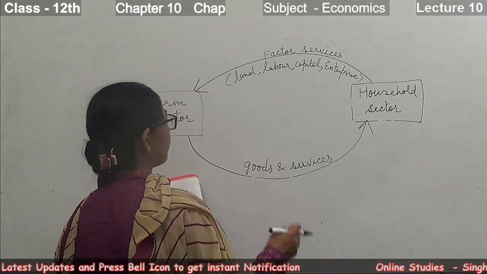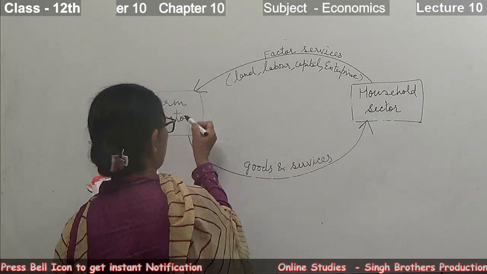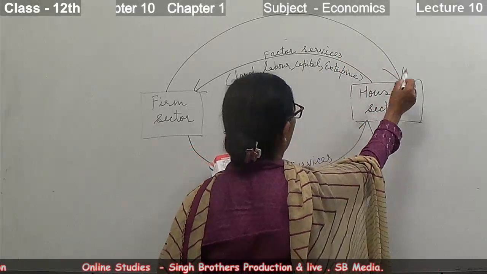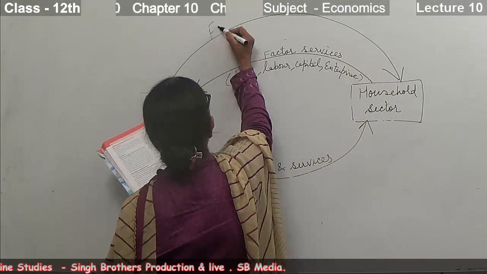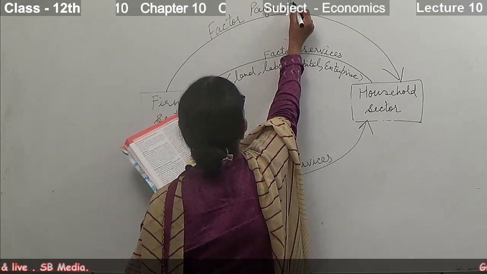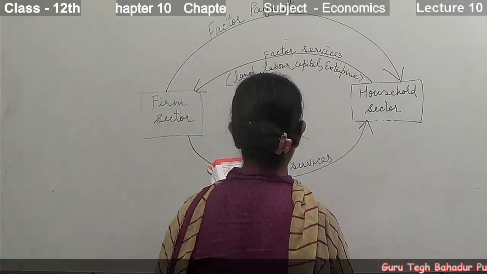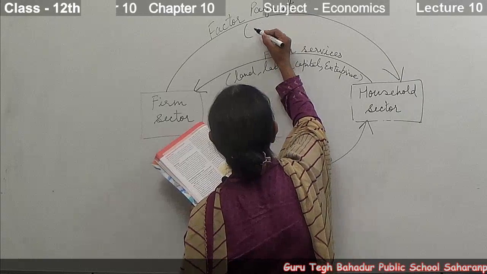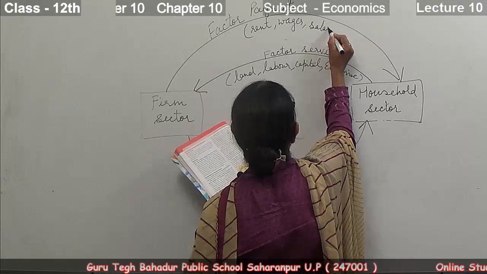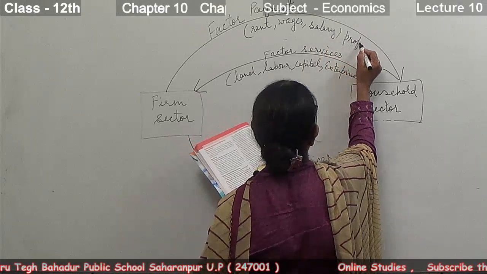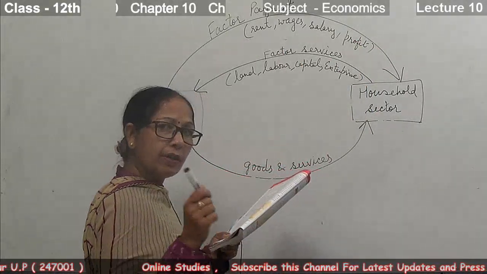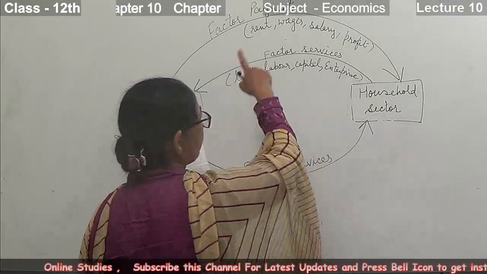एंड नाउ मनी फ्लो. जो हाउस होल्ड सेक्टर ने अपनी फैक्टर सर्विसेज दी, फर्म सेक्टर ने उसको पेमेंट्स की, फैक्टर पेमेंट्स. फैक्टर पेमेंट्स किसने की? फर्म सेक्टर ने। किसको की? हाउस होल्ड सेक्टर को, इन द फॉर्म ऑफ रेंट, वेजेस, सैलरी, प्रॉफिट। फैक्टर पेमेंट्स इन द फॉर्म ऑफ मनी। एंड अगेन हाउस होल्ड सेक्टर फिर इस मनी को क्या करेगा?